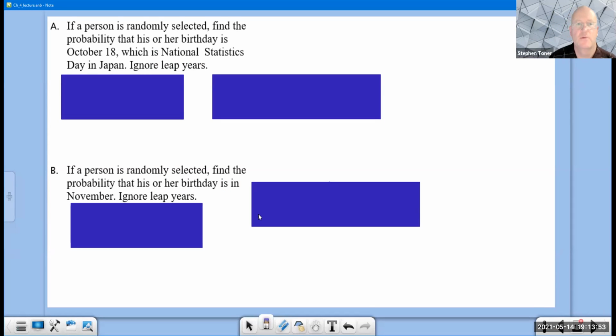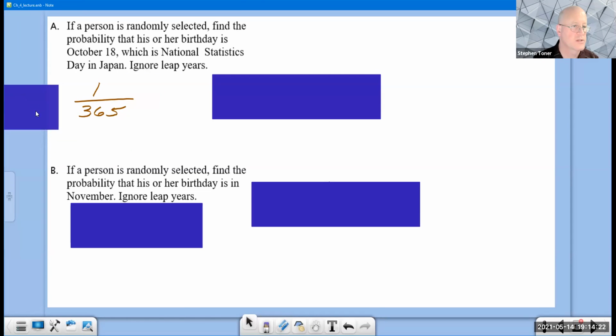Okay, let's do a few more practice problems here. It says if a person is randomly selected, find the probability that his or her birthday is on October 18th, which is National Statistics Day in Japan. And it says ignore leap years. Well, basically that says we're dealing with 365 days in a year, of which October 18th is one of those days. And we're going to say 1 out of 365.